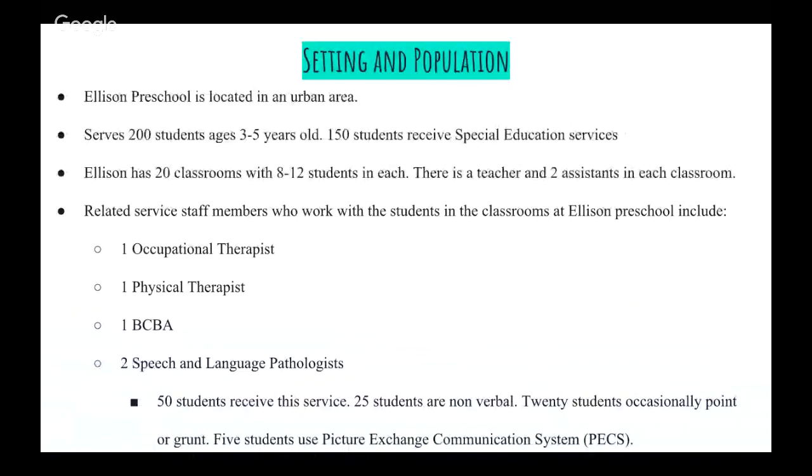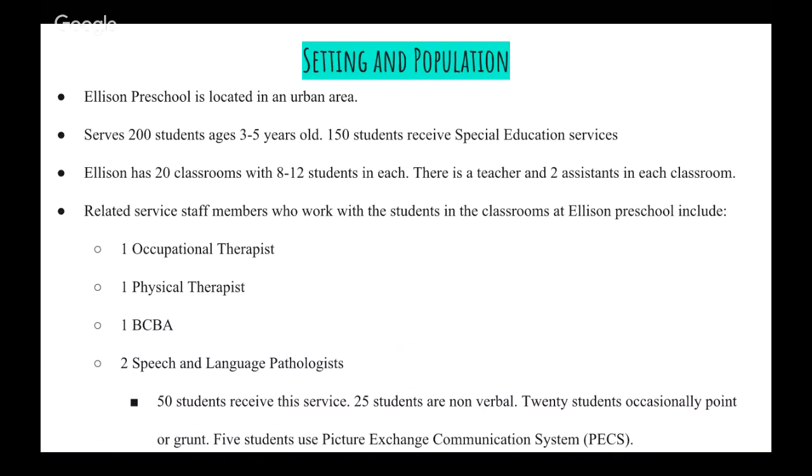Before we get into what functional communication training is, I wanted to give you a little bit of information on setting and population. So this is Ellison Preschool. It is located in an urban area. The school services 200 students between the ages of 3 and 5 years old. 150 of these students receive special education services.